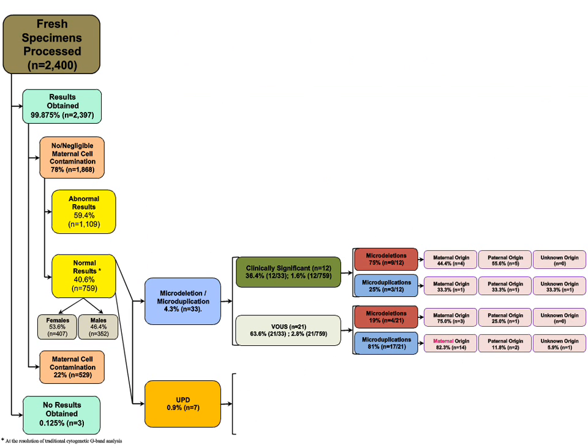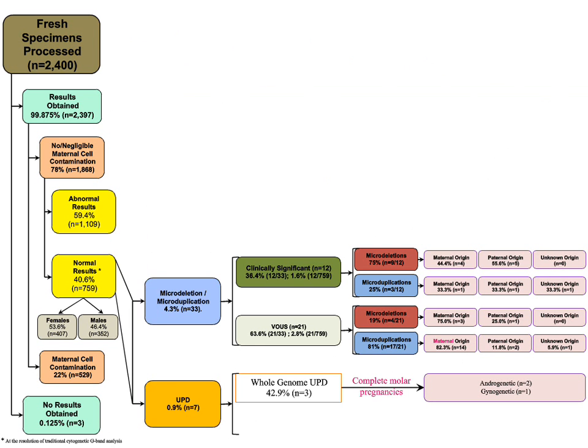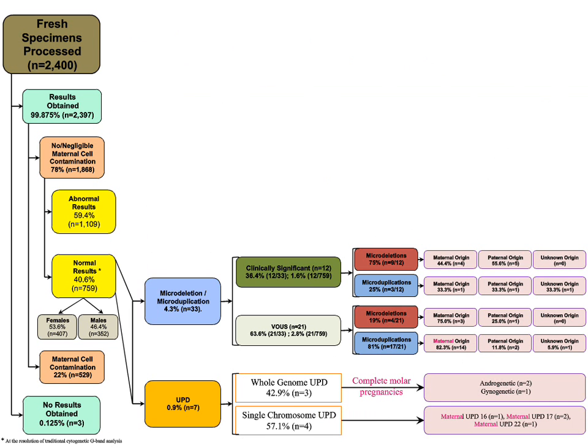Uniparental disomy accounted for just under 1% of cases, with 3 cases being whole genome UPD, and interestingly, these were complete molar pregnancies. 2 of them were androgenetic, and 1 was gynogenetic. Single chromosome UPD was seen in 4 cases, and here you see maternal uniparental disomy of 16, 17, and 22. This is almost certainly a result of trisomy of those chromosomes with subsequent rescue, which has been well documented in other studies.